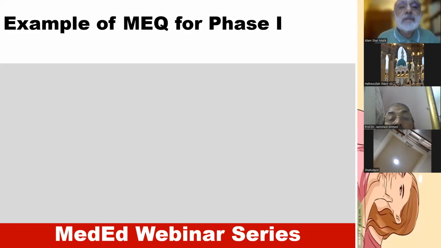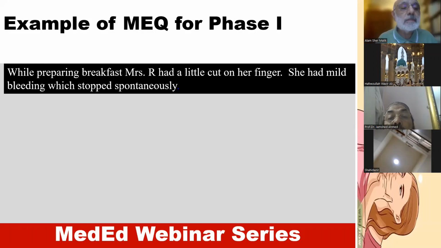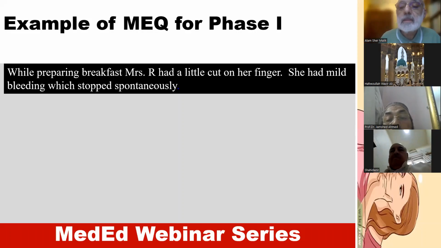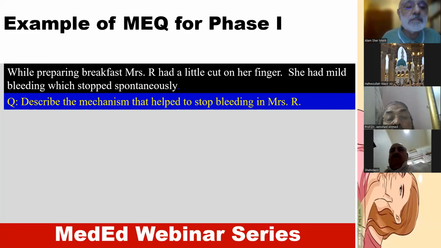So here is an example of a modified essay question for phase 1. While preparing breakfast, Mrs. R had a little cut on her finger. She had mild bleeding, which stopped spontaneously. So this is a scenario. The question is: describe the mechanism that helped to stop bleeding in Mrs. R.